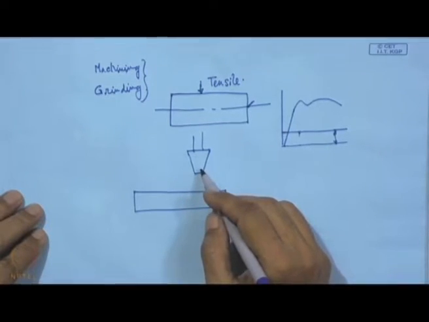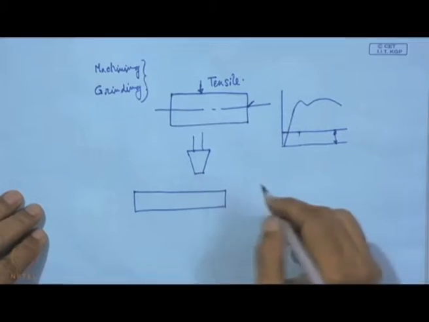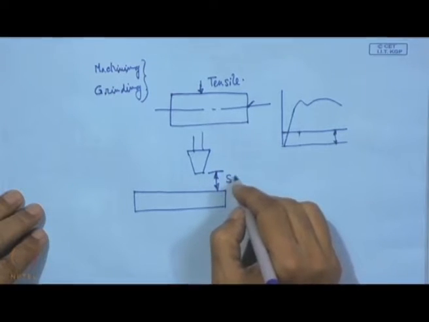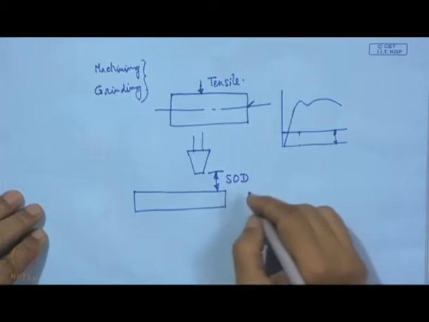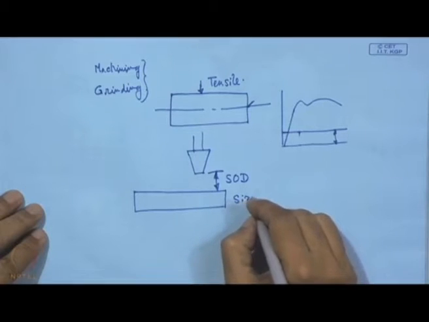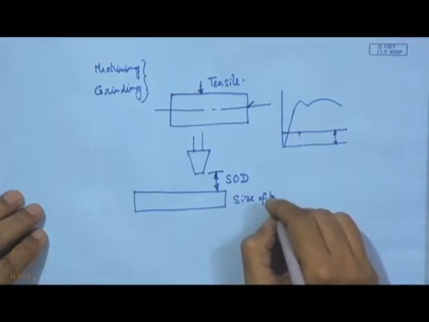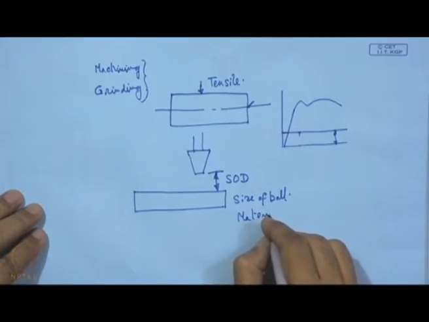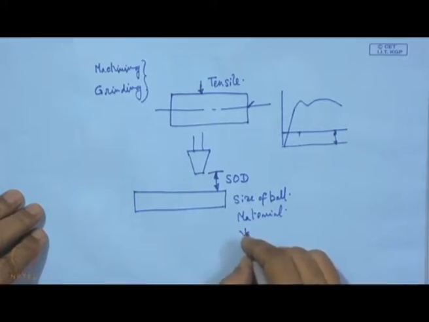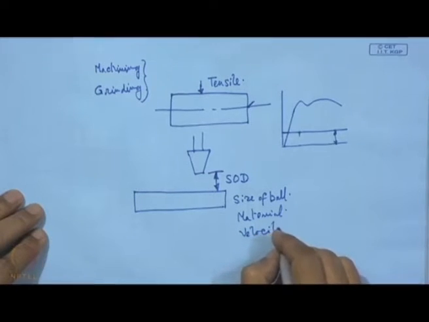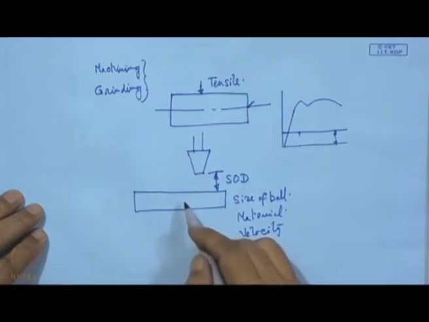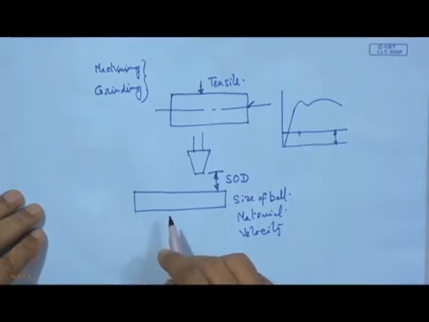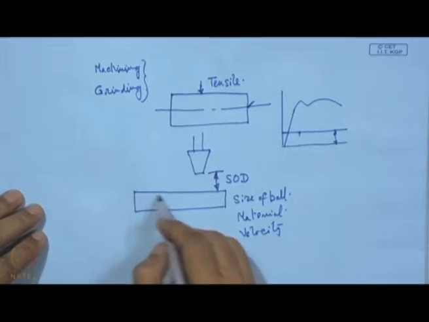So, here we have the standoff distance, number 1, then the size of the ball, the material of the ball, the velocity with which it is striking this surface, and also this incidence angle. All this will finally decide what the final outcome on this surface is.